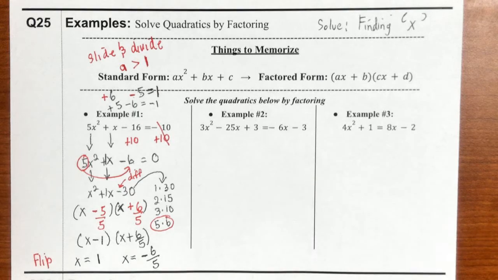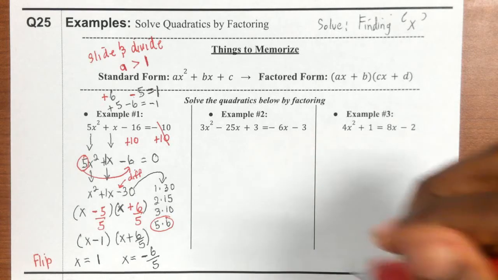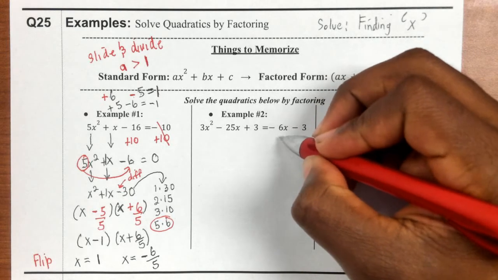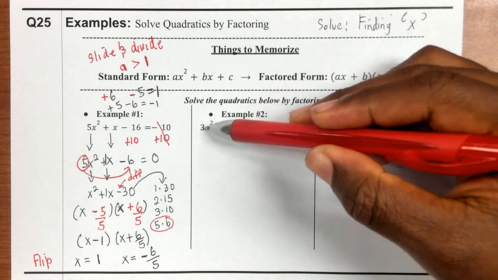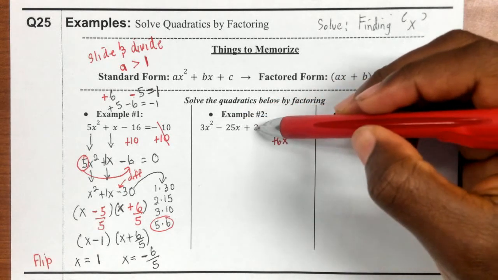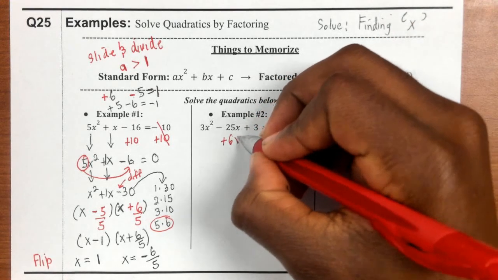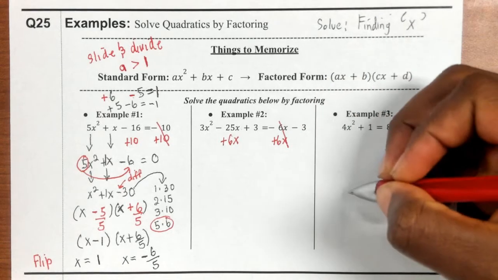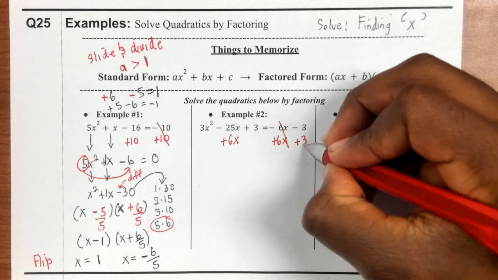So now let's try the next one. Again, guys, for me to be able to solve this by factoring, I need to first make sure that we have the standard form for quadratic, which means that all my terms need to be on the same side. So how do I move a -6x to the other side? I would add 6x to both sides. Would I add it to 3x squared, -25x, or +3? Yep, to the -25x, because that's the like term. That gets canceled. How do I move a -3 to the other side? Yep, I would add 3.